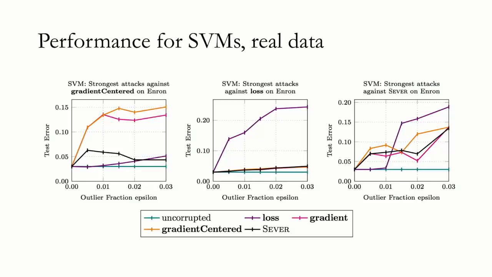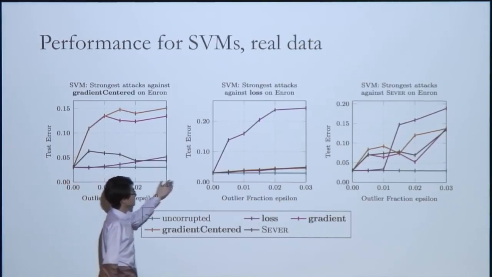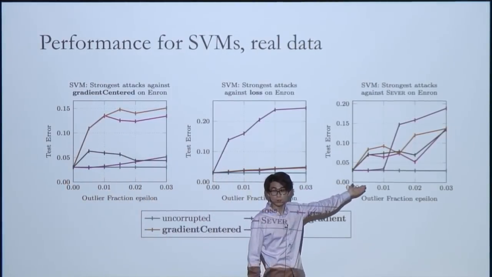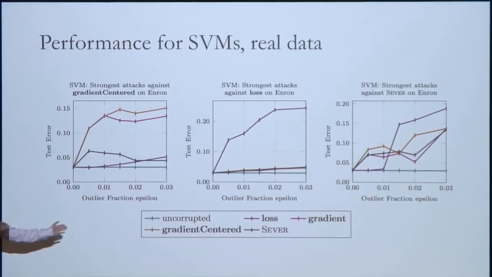Okay, and this is on synthetic data, and we also did this on real-world data. This is Enron, a very standard SVM data set. Again, if you take the strongest attack against some other defense, their accuracy goes really badly. But even if you target against us, we're extremely competitive with everything else. And we sort of have to be, because we have theoretical guarantees, and these other ones don't really. Okay, so that's quite promising.